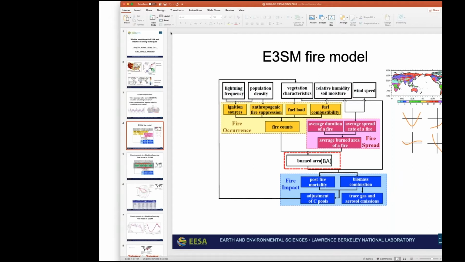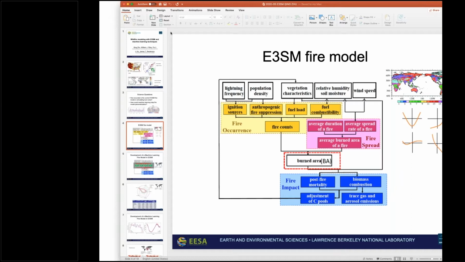So here is the general structure of how wildfire works in the E3SM land model. The top row here has the input variables. We have lightning frequency and population density, which tell us the ignition sources, and the population also plays a suppression role on fire activity. Then we have vegetation characteristics, mostly the biomass, how much fuel we have over the land surface to be burned. That's the fuel load in a fire model. And also we have relative humidity and soil moisture.